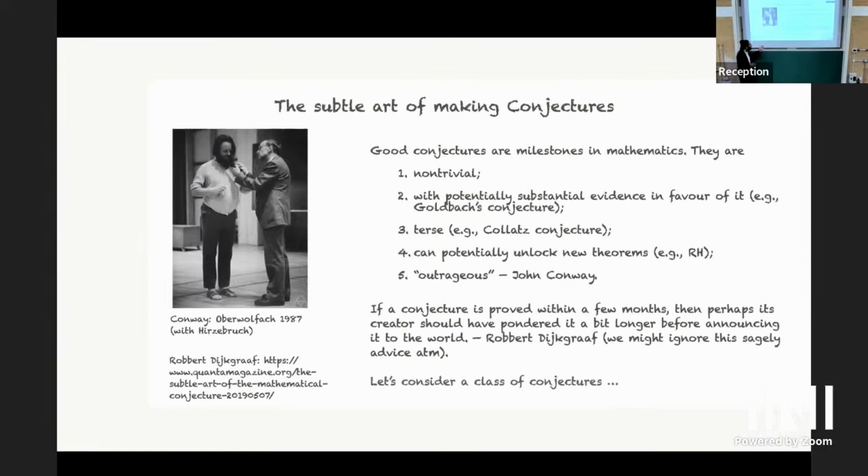They are as follows: a good conjecture must be non-trivial. We can all agree, 1 greater than 0 is not a good conjecture. It's true, but it's not very useful in understanding mathematics further. There must be substantial evidence in favor of the conjecture.